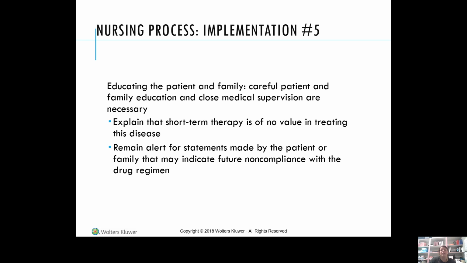Explain that short-term therapy is of no value in treating the disease. So this is not one of those things they can be like, oh, well, I took it for 3 months, that's better than nothing. Not really. Because that infection is not eradicated. It is still present in the body without following through on this full course of treatment. And that is also contributing to the fact that these mycobacterium are becoming resistant to the medications that we have.